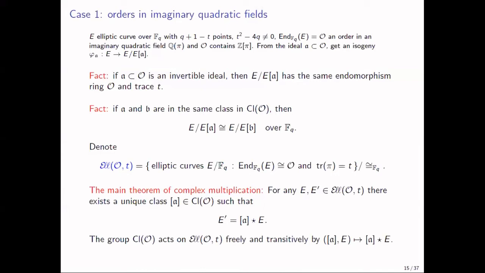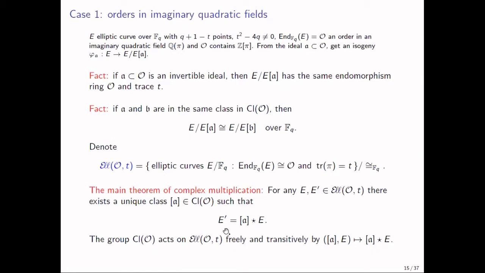And the main theorem of complex multiplication says that if you take any two elliptic curves in this set, then there exists a unique class in the class group such that the curve E prime is the image of the isogeny corresponding to A. I should have written it differently. So if you take the class A, you take any representative, that gives you an ideal. You use the ideal to compute an isogeny from E, that gives you some target curve E prime, and we denote it by A star E.